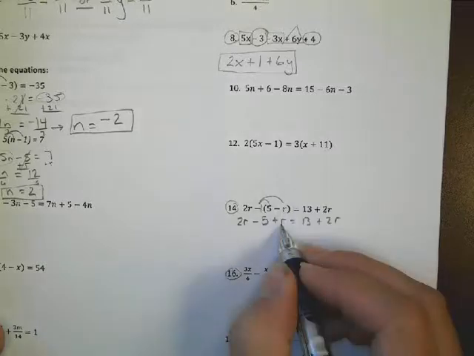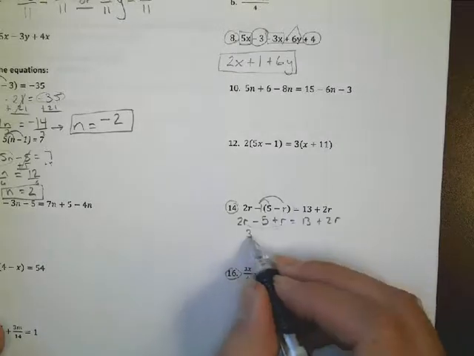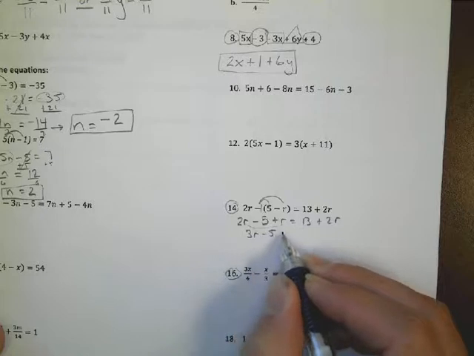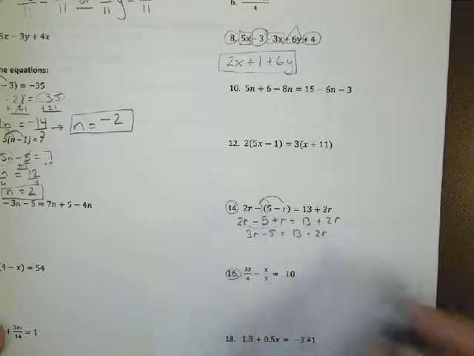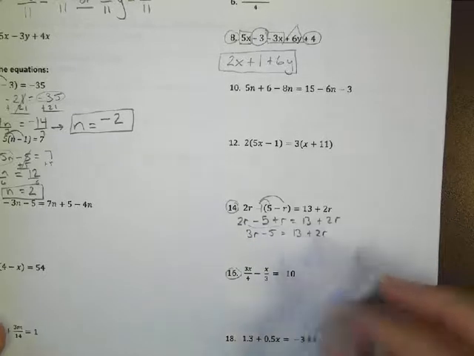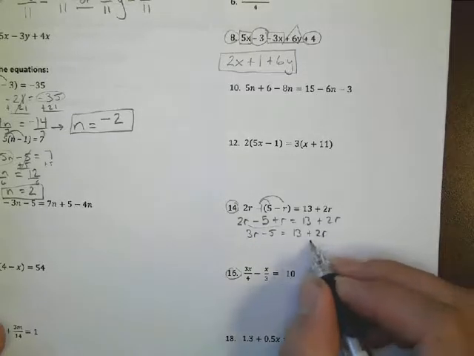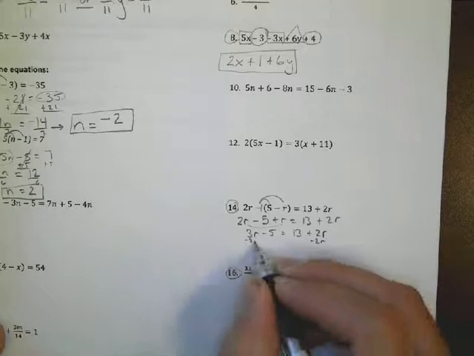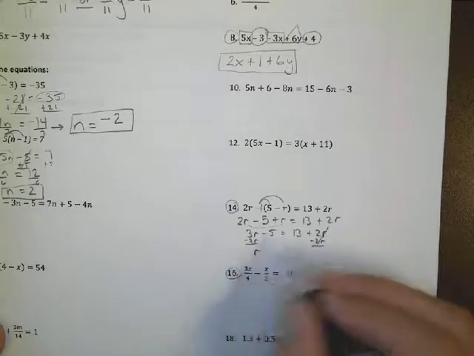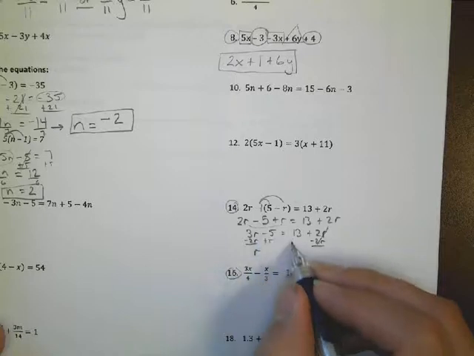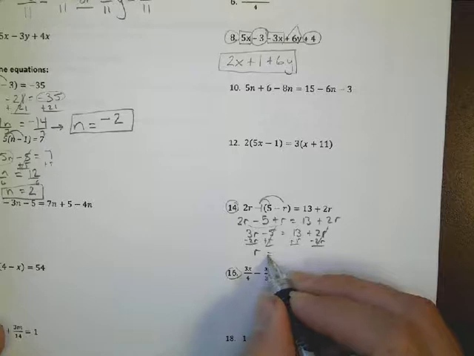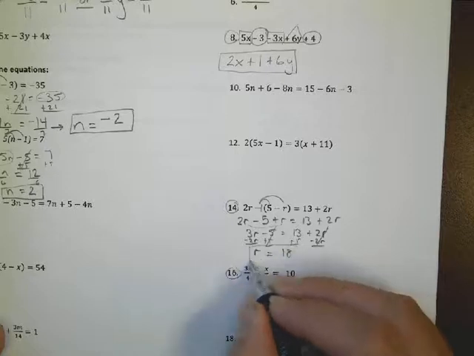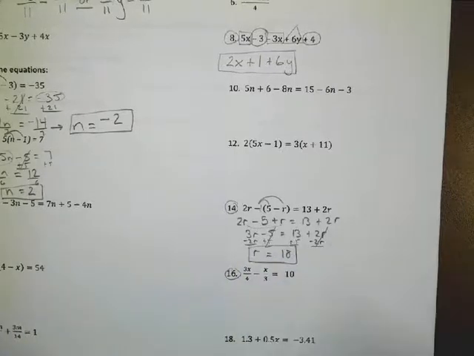Alright, so we combine our terms here. R and 2r becomes 3r. I still have minus 5, equals 13 plus 2r. Now let's move things around so the variable's on one side only. Okay, so I'm going to subtract 2r here, subtract 2r there. That goes away, so 3r minus 2r is simply r. And let's add 5 here and add 5 there. That goes away, and 13 plus 5 is 18. And now I'm all done with number 14.